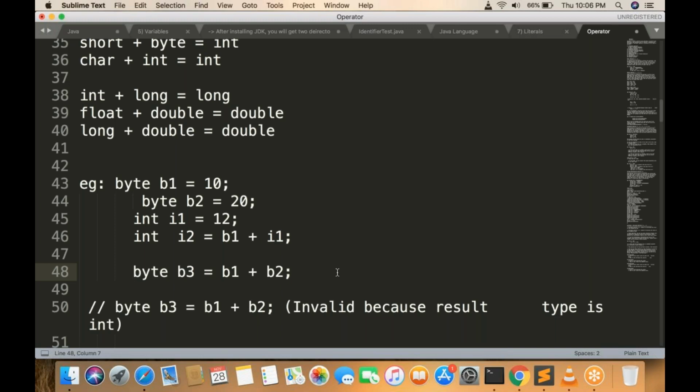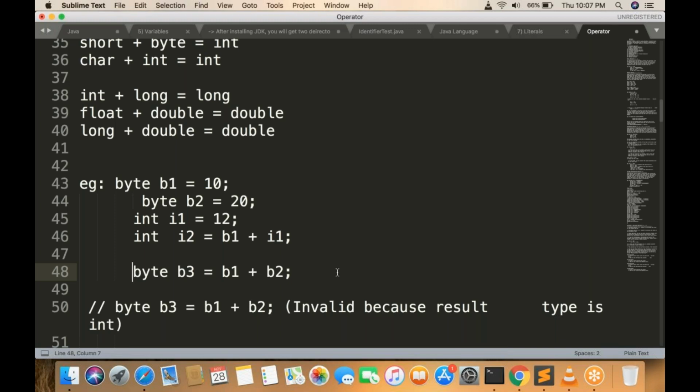What is the type of B1? What is the type of B2? Okay, so what was the definition? So here B1 plus B2, the plus operator I am using. Is it a binary arithmetic operator or a unary arithmetic operator?